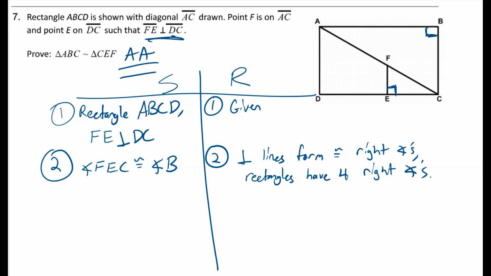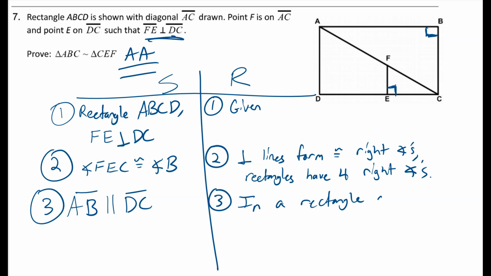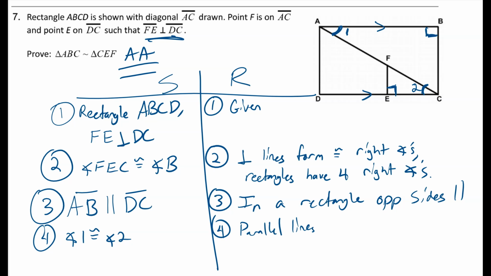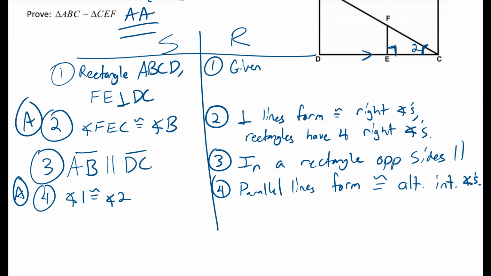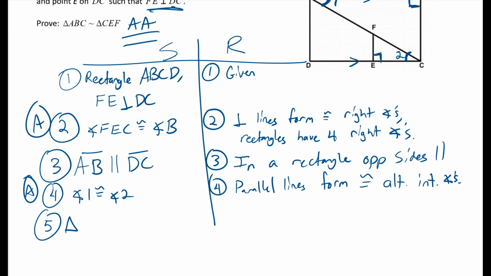So what I'm going to start with is, because I need those lines to be parallel before I can say alternate interior angles, I'm going to state that AB is parallel to DC, because in a rectangle, opposite sides are parallel. Now that I've mentioned that they're parallel, I'm going to mark that angle up there as angle 1, and that angle down there as angle 2. I'm going to make an argument to say that angle 1 is congruent to angle 2, because parallel lines form congruent alternate interior angles. Again, if I'm proving triangles are similar, that's all I need. I've got an angle right here, and I've got an angle right here. So my last step in my proof is always exactly what they're asking me to prove. Triangle ABC is similar to triangle CEF by angle, angle.